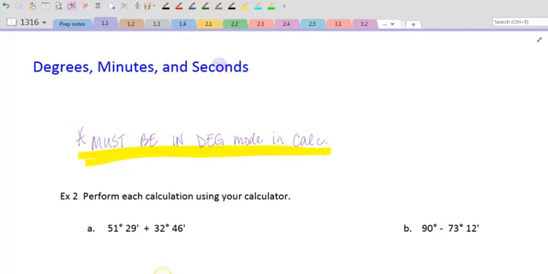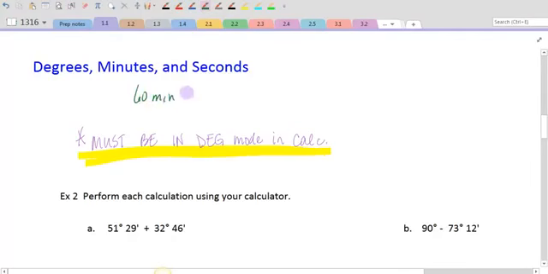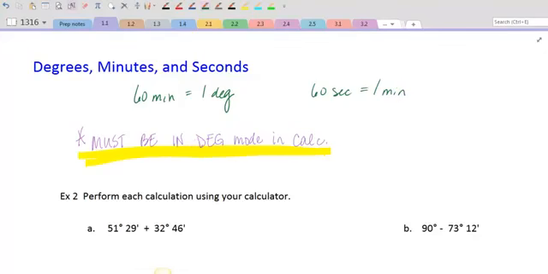Now, just so that you understand, there are 60 minutes in 1 degree, and there are 60 seconds, of course, in 1 minute. These would be the conversion factors if we were going to do this by hand, but like I said, we're going to let our calculator do these calculations for us. But just so you have some understanding of where they're coming from, that's why I wrote them up there.